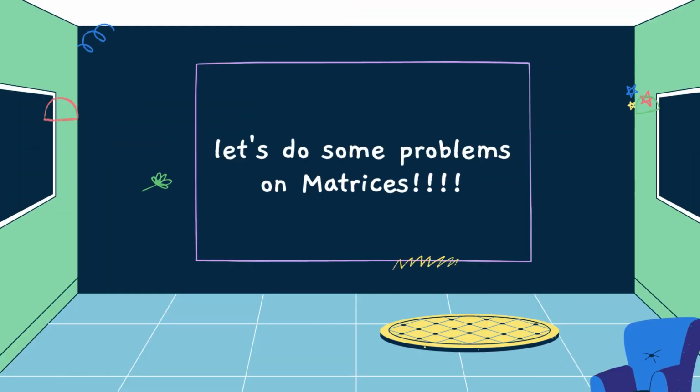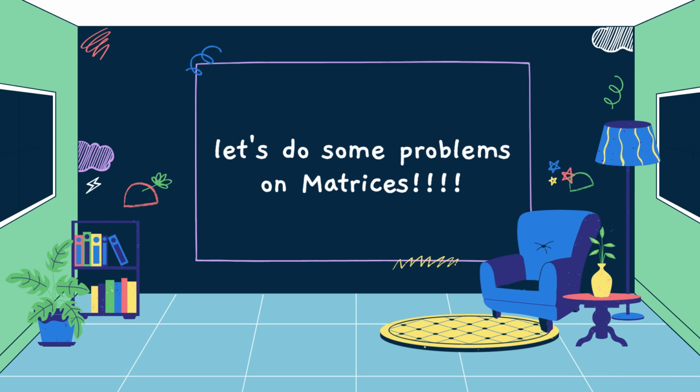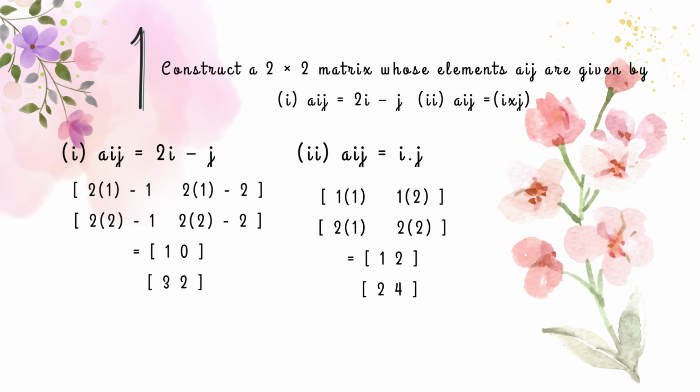Next, let's do some problems on matrices, and trust me, they're going to be very easy. Question 1. Construct a 2 by 2 matrix whose elements aij are given by aij is equal to 2i minus j, and aij is equal to i into j. So let's go to the first one. aij is equal to 2i minus j.